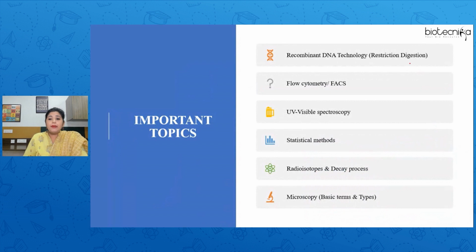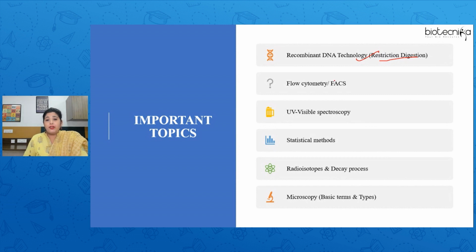So the first topic is recombinant DNA technology. Specifically here, you need to be familiar with the basics of gene cloning, and how restriction digestion is performed, because the questions on restriction digestion are either on examples of restriction enzymes or on how the restriction digestion is done and the number of fragments formed. Based on these concepts, the questions are asked in the exam.